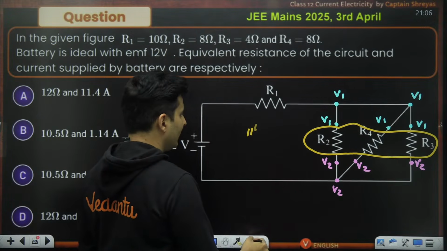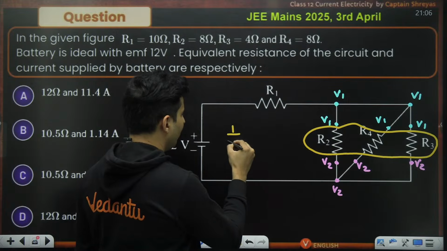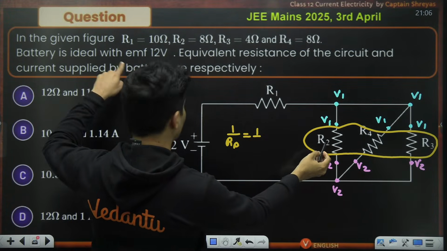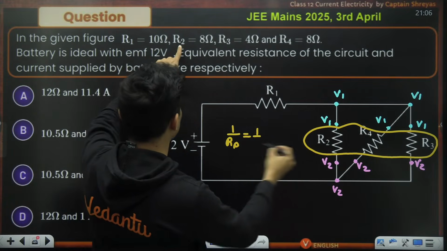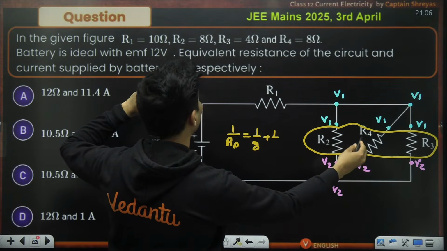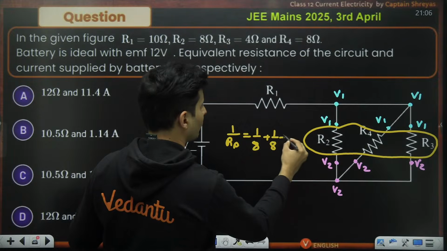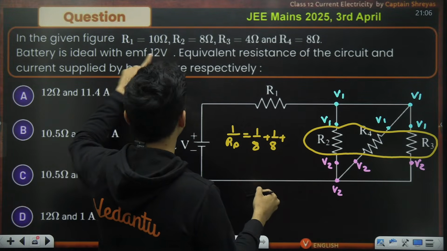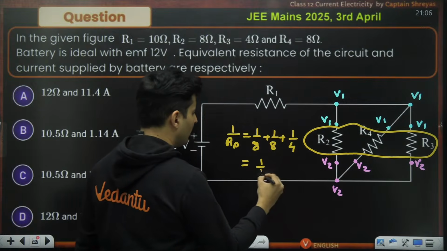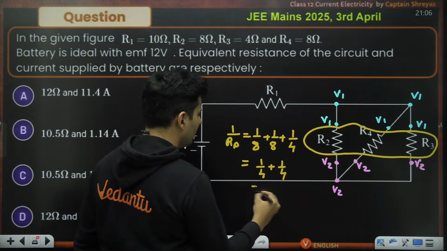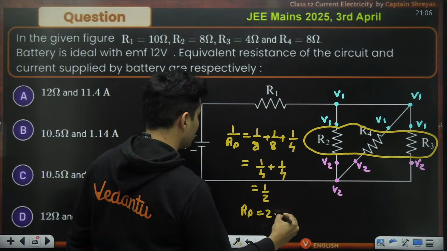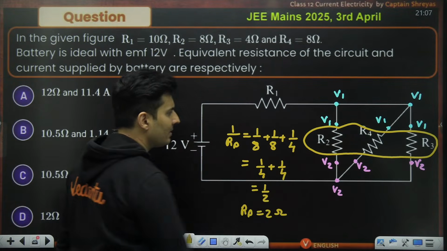So to find that equivalent combination, 1 by Rp will be 1 by R2, R2 is 8, plus 1 by R4, R4 over here is also 8, and R3, R3 is 4, so this is 1 by 4. 1 by 8 plus 1 by 8 is 1 by 4, plus 1 by 4, which is 1 by 2. So therefore, equivalent resistance is 2 ohms of these three.